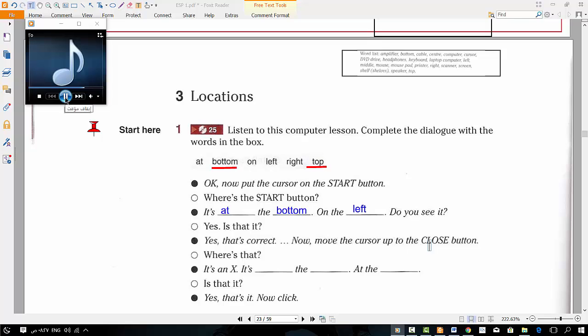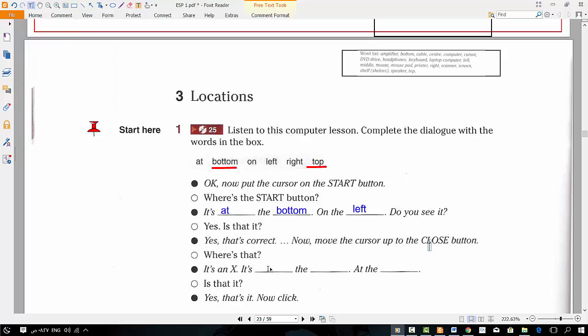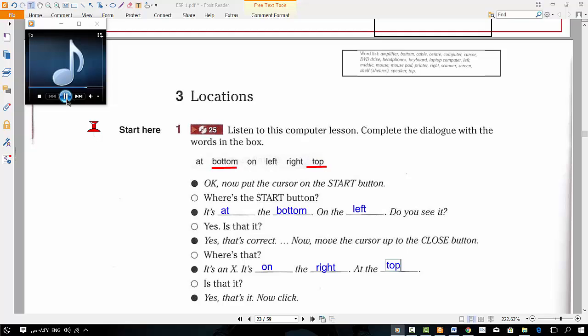It's on the right at the top. Is that it? Yes, that's it. Now click.